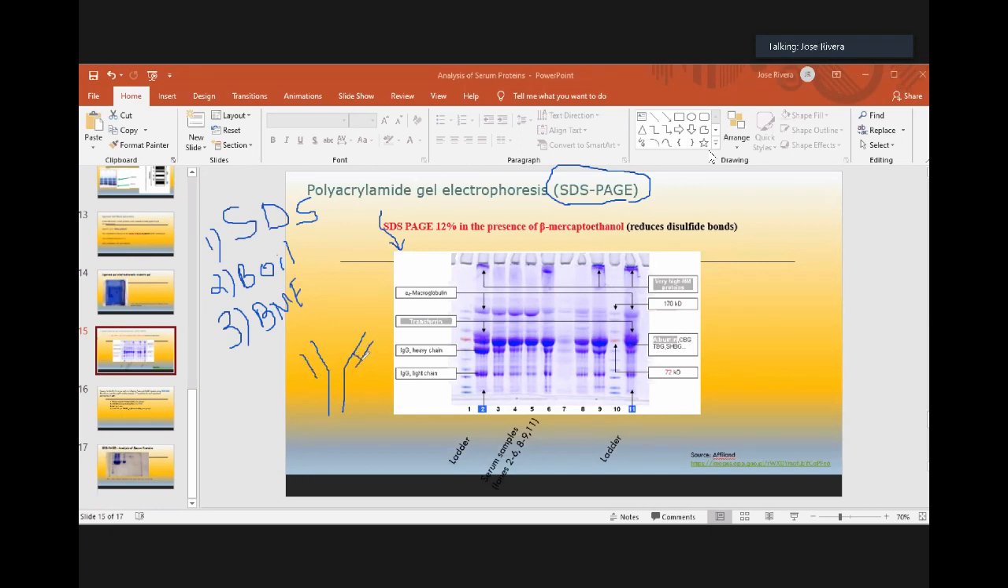And all of these are connected by what kind of bonds? Does anybody remember? Disulfide bonds. Yeah, very good. So these disulfide bonds.